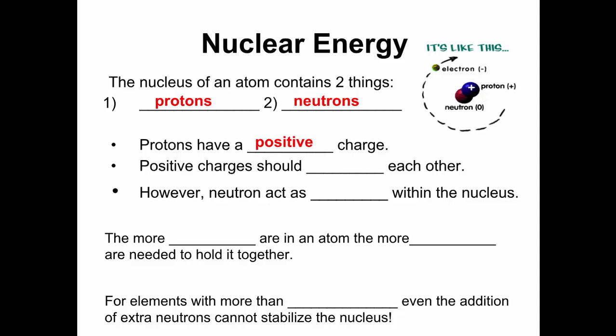So that's sort of weird, because the nucleus has all these protons in it, which are positively charged. Why doesn't it just repel and explode? It's because of the neutrons. The neutrons sort of act as glue between the protons, holding the nucleus together, even though most of it is positively charged.